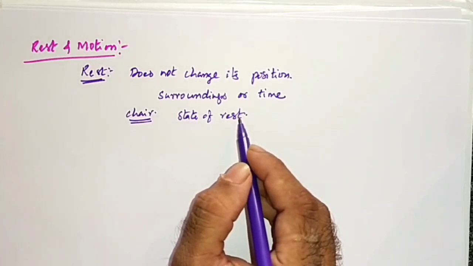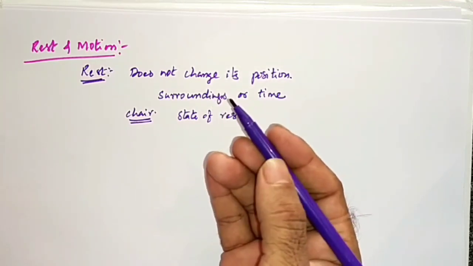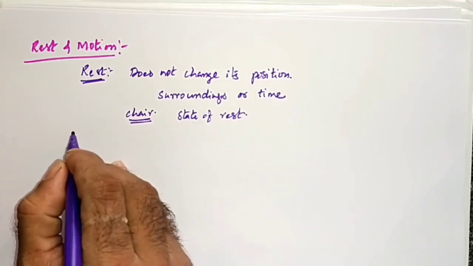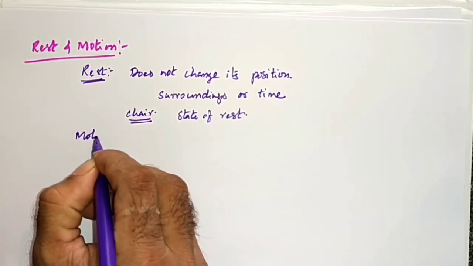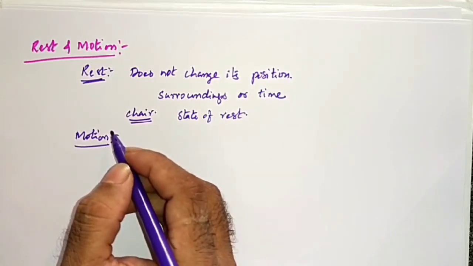Clear? Very good. We can say many examples. Your house, buildings, trees, these are all at rest we can take. Right? Now the second term is motion. Now let us discuss this second term.